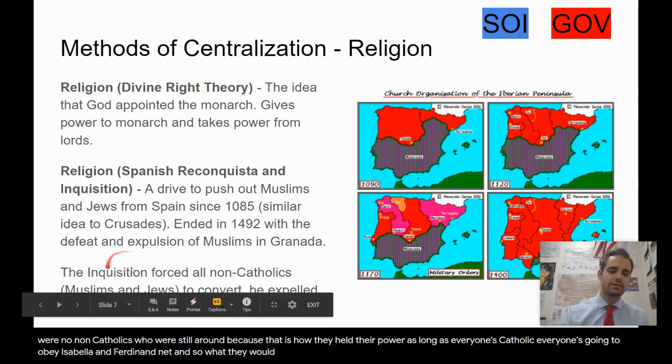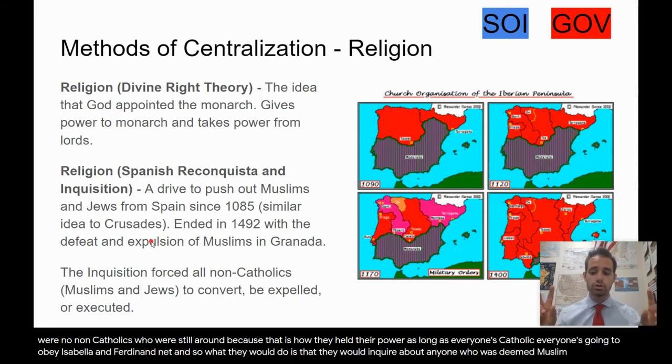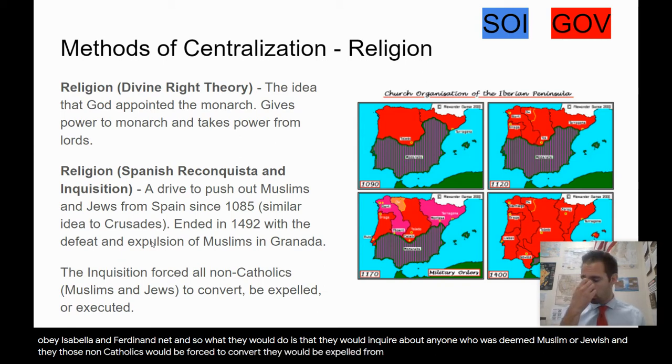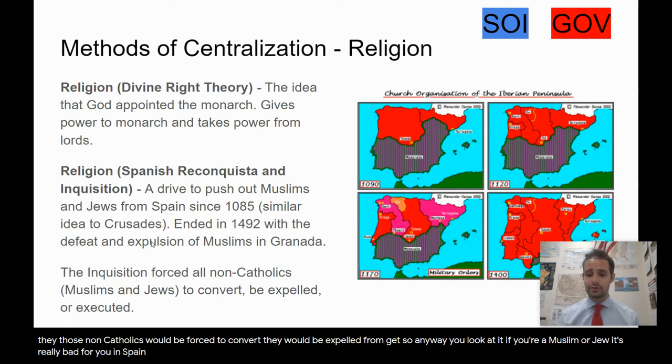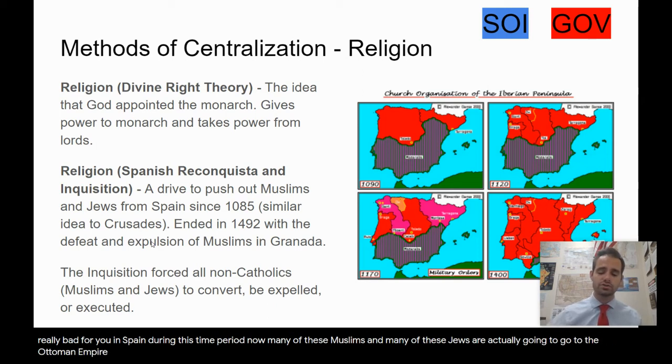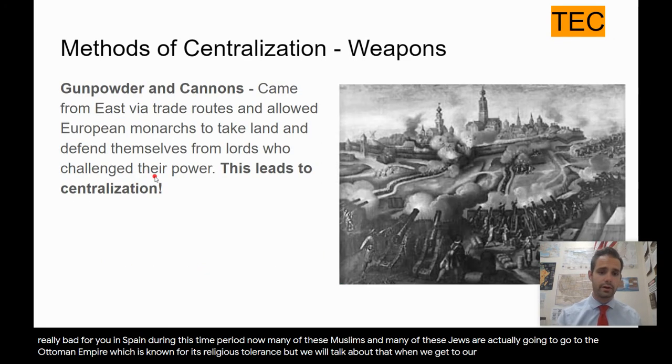As long as everyone's Catholic, everyone's going to obey Isabella and Ferdinand. And so what they would do is that they would inquire about anyone who was deemed Muslim or Jewish. And those non-Catholics would be forced to convert, they would be expelled from the empire, or they would be executed. So any way you look at it, if you're a Muslim or a Jew, it's really bad for you in Spain during this time period. Now, many of these Muslims and many of these Jews are actually going to go to the Ottoman Empire, which is known for its religious tolerance, but we will talk about that when we get to our gunpowder empires.